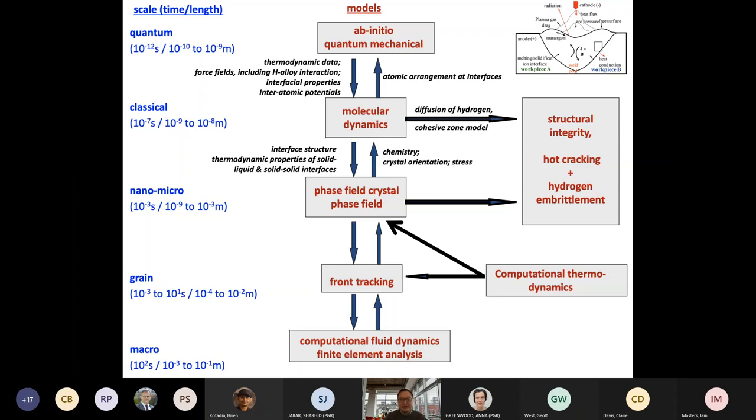Right? So if you move to a little larger scale, you can move on to the micro scale level, where you can use phase field modeling or phase field crystal modeling. But this MD model will be able to give you data.